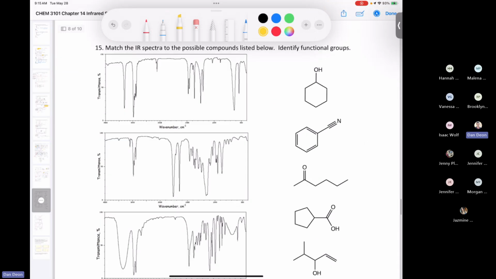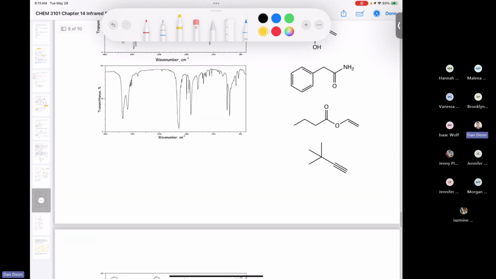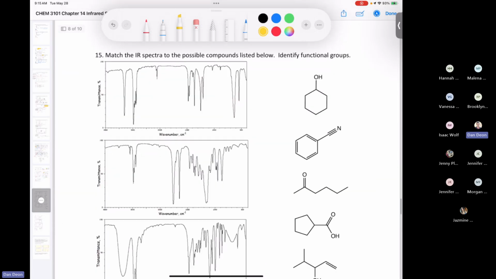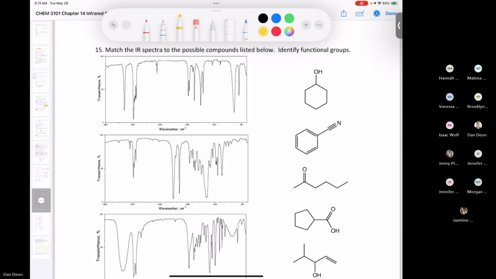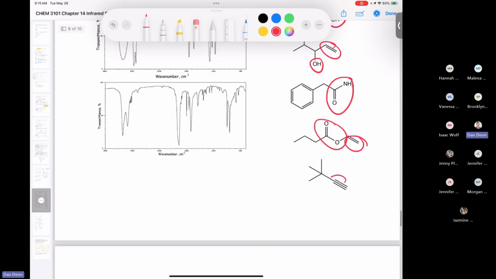So the last one says match the IR spectra to the compounds listed below. I'm actually missing, oh, no, I fixed it. So there's a bunch of compounds on here. There's an alcohol. Then we have a nitrile. Then we have a ketone. We have a carboxylic acid. We have something reminiscent of the last one where we have an alcohol and an alkene in the same compound. We have a primary amide. We have an ester with an alkene. And then we have an alkyne.